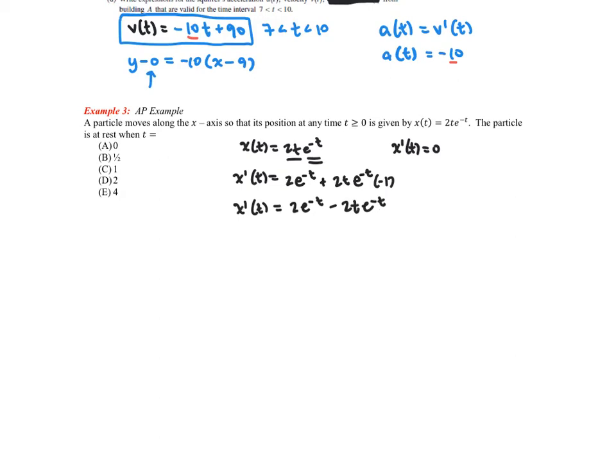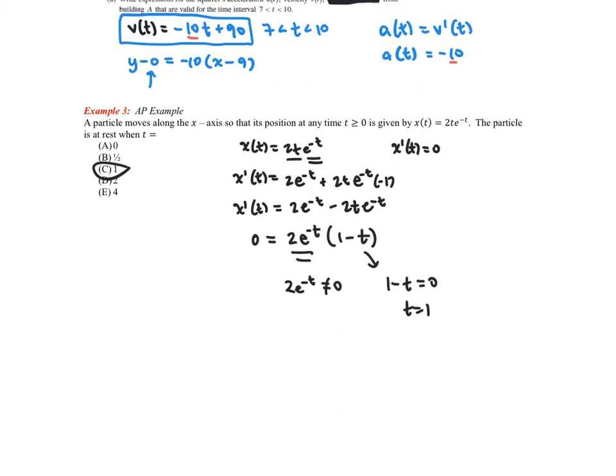And I'm going to set this equal to 0 and solve, but first I'm going to factor the left side. So I'm going to pull out a 2e to the negative t. That leaves me with 1 minus t. Look at that. Now, this expression, 2e to the negative t, will never equal 0. Never, never, ever equals 0. However, this expression can, clearly. So 1 minus t equals 0 when t equals 1. Look at that. We got ourselves an answer.